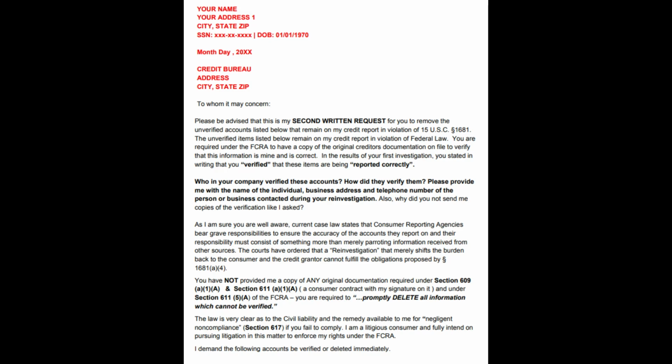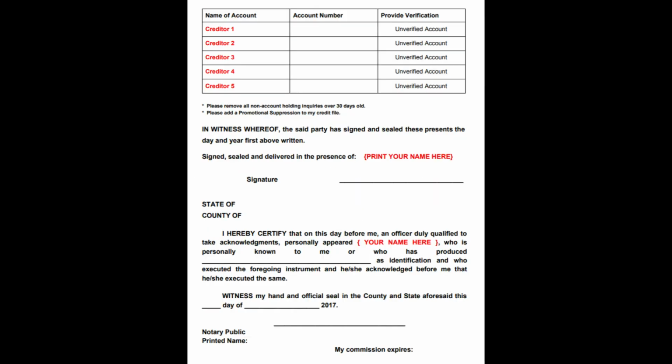So the law is very clear as to the civil liability and the remedy available to me for negligent compliance. Section 617, if you fail to comply, I am a litigious consumer and fully intend on pursuing litigation in this matter to enforce my rights under the Federal Credit Reporting Act. I demand the following accounts be verified or deleted immediately. Verified and validated. Validation is huge too. Anybody can verify that the accounts exist, but is it actually valid? So validation is key as well. Okay? Keep that in mind.